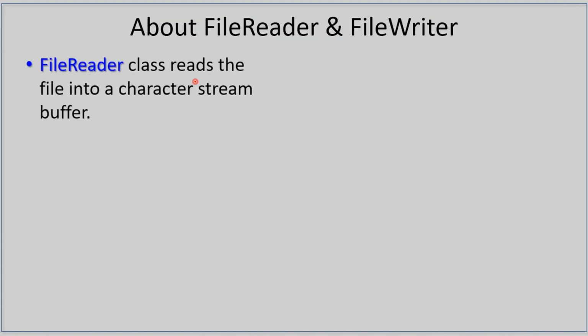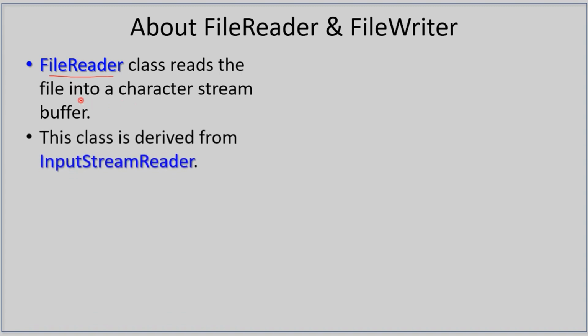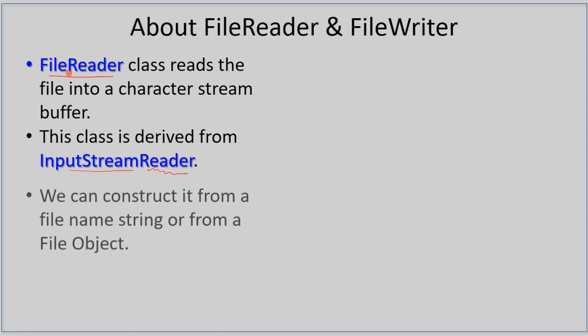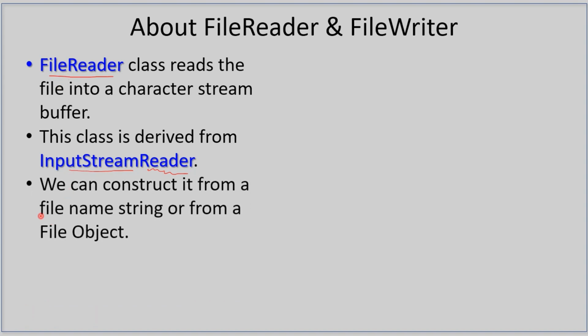The FileReader class reads the file into a character stream buffer. This is one class from the Java IO package. FileReader reads the stream. This class is derived from InputStreamReader. So it's a reader object, and since it's an input stream, we can attach that to the FileReader and start reading the text file content. We can construct it from a file name or from a file object.